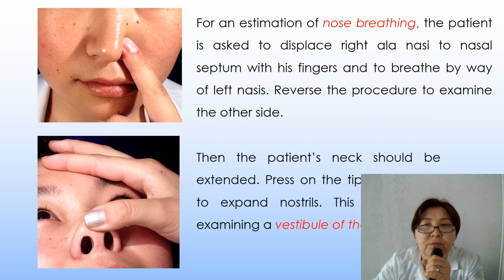For an estimation of nose breathing, the patient is asked to displace right ala nasi to nasal septum with his fingers and to breathe by way of left nares. Reverse the procedure to examine the other side. Then the patient's neck should be extended. Press on the tip of the nose to expand nostrils. This way allows examining a vestibule of the nose.